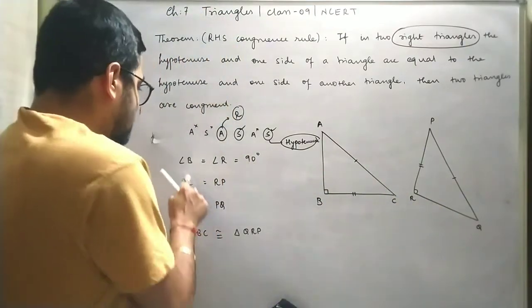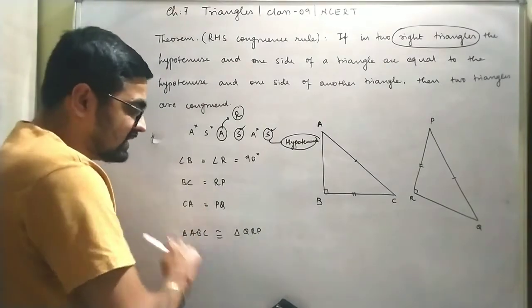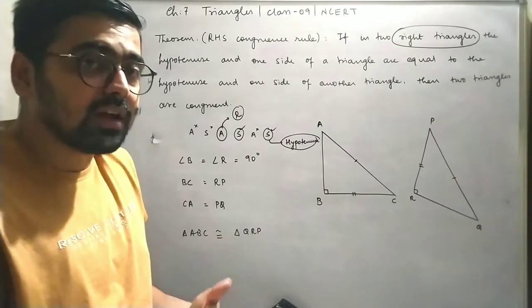Plus one more thing you can check, angle B and angle R. Are they at center? Yes, they are at center. Correct. So that is how we are going to check whether the given triangle is congruent or not.